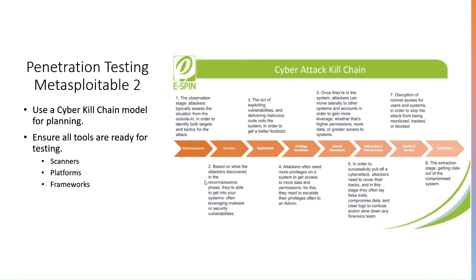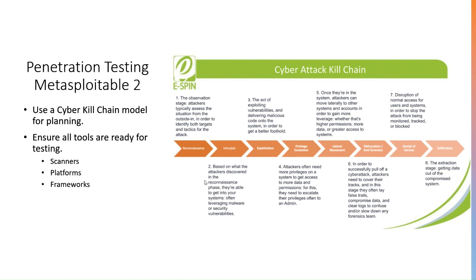There are several different companies that have different kill chains. FireEye is one of them. eSpin here, as you can see, is another one. But using the cyber kill chain, it shows you what order to do things in and what needs to be done. So first you have your observation, or where you would actually do your scanning. Then based on what you discover in your reconnaissance phase, that's when you'll leverage malware or try to enumerate things that you found through scanning.